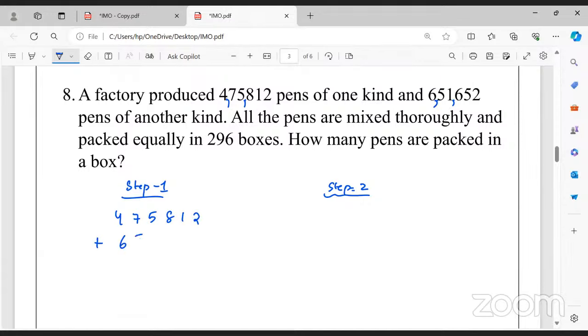So I'm going to add 4,75,812 plus 6,51,652. Please tell me the sum. You people are faster than me. Please tell me what is the sum. I want answers. I know I am teaching you operations, but that does not mean that you will only tell me the operations. You have to calculate as well.